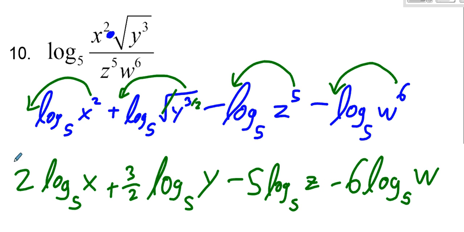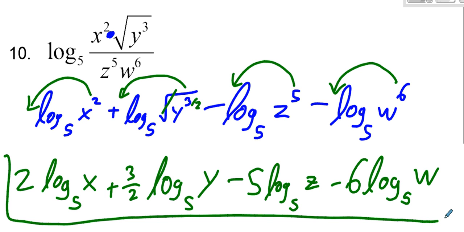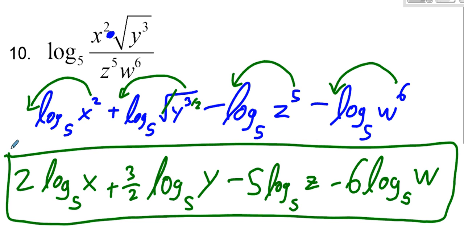So when there's no more multiplication or division or exponents following the log, that means you're done. So it's just an x, it's just a y, just a z, and just a w. That means you're done.